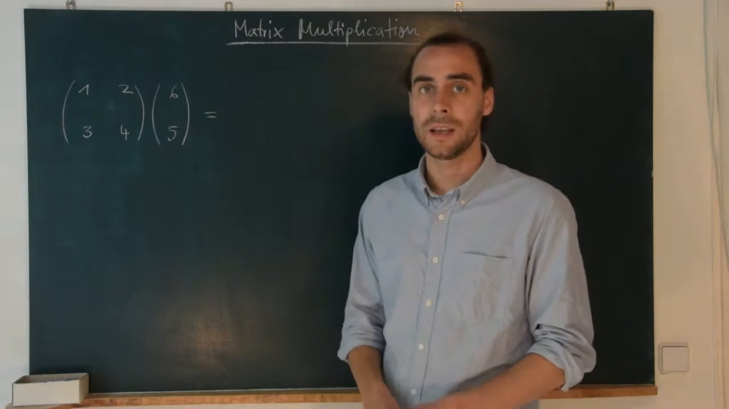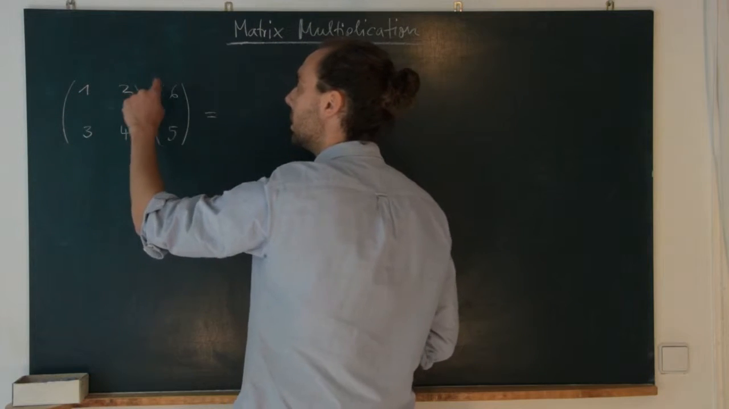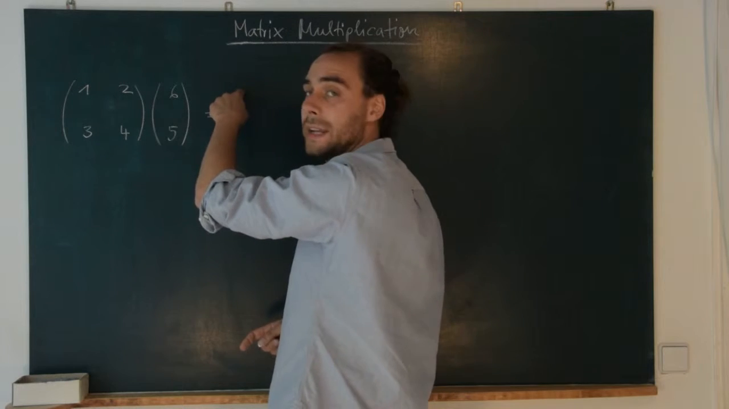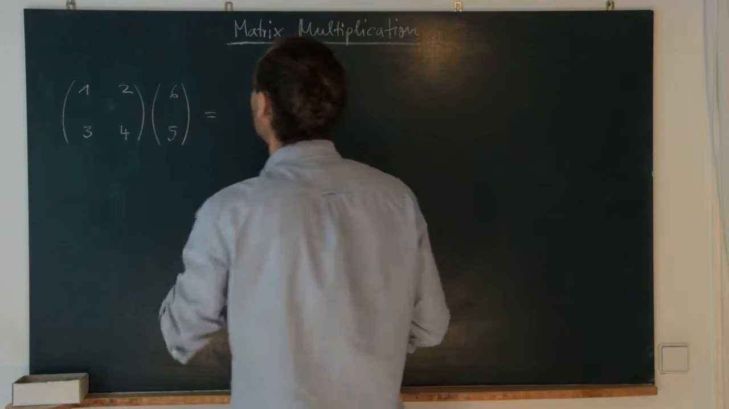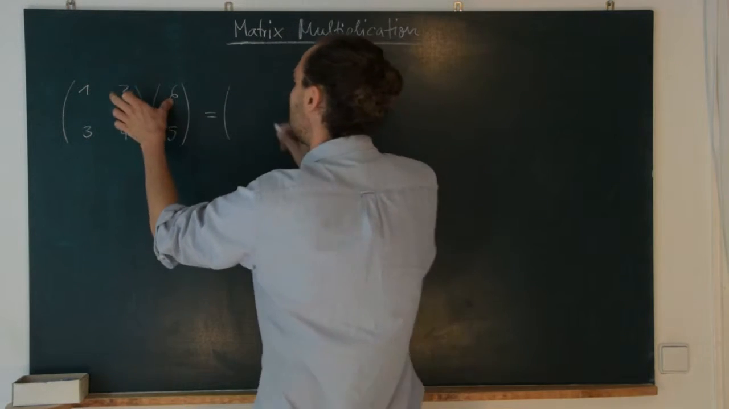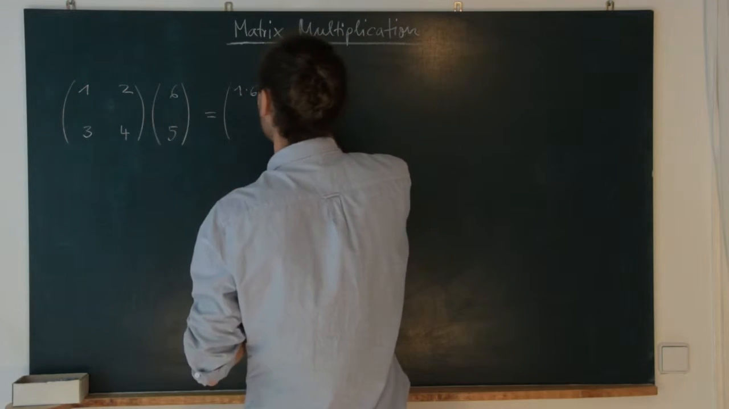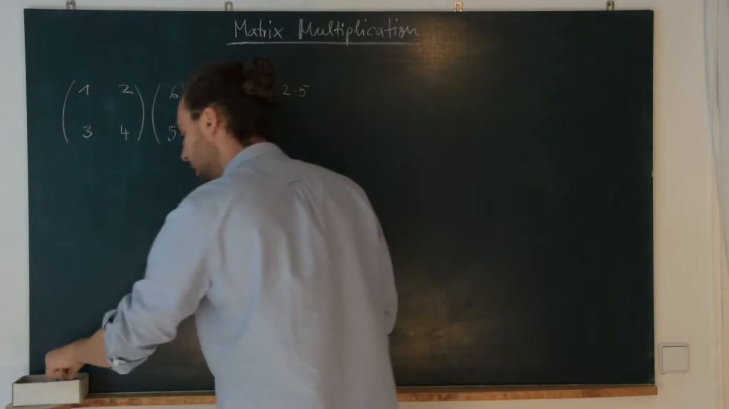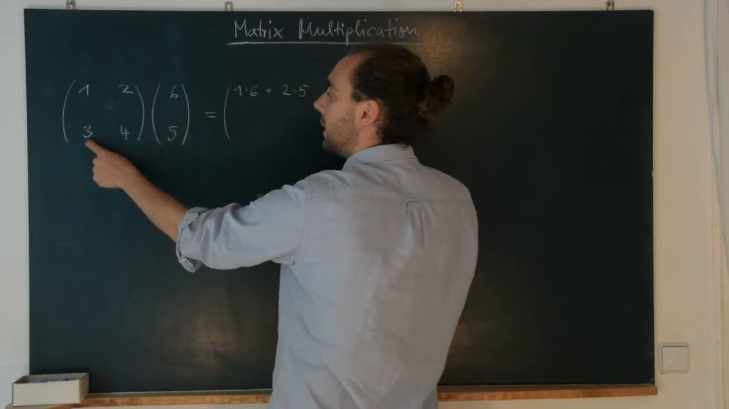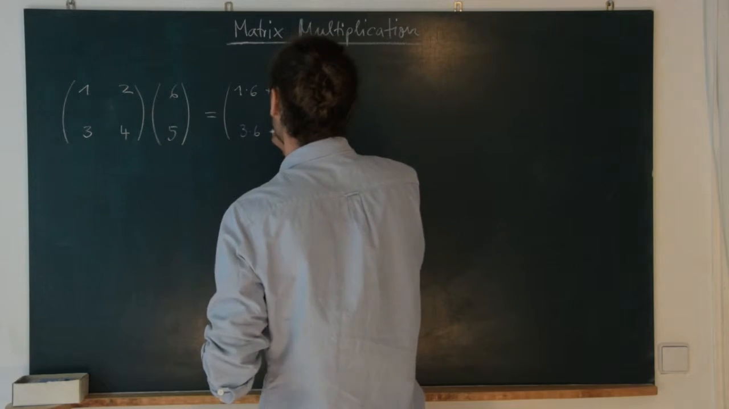So normally the way it's defined and the way we learn it is like multiplying each row with every entry of the vector to get the first entry of the new vector. I'll start: I multiply 1 with 6, 1 times 6 plus 2 times 5. This is the way it's defined. The next entry of the vector then is 3 times 6 plus 4 times 5.